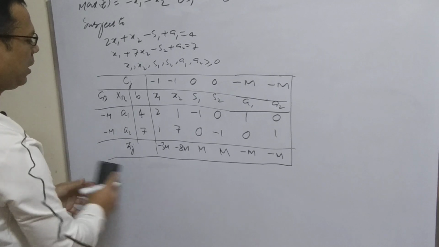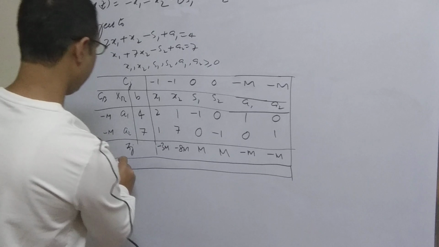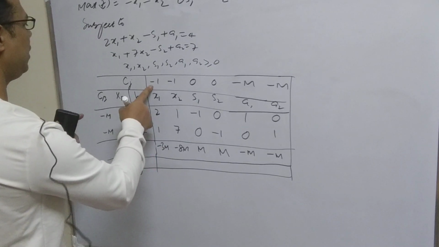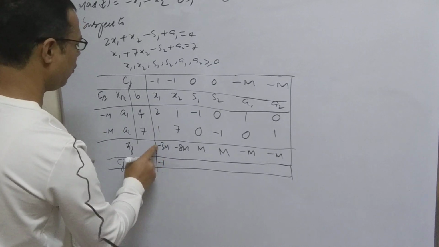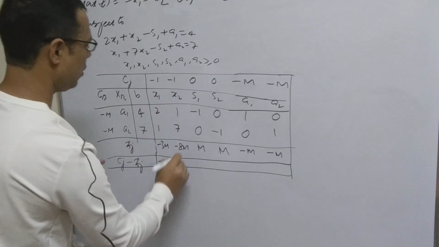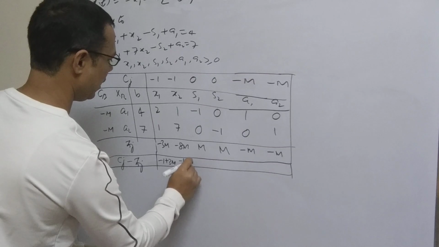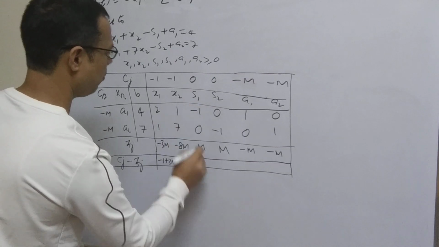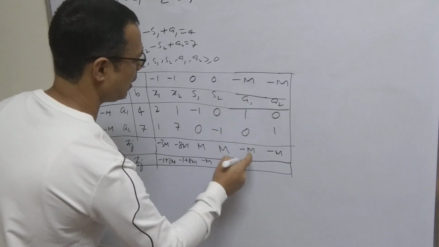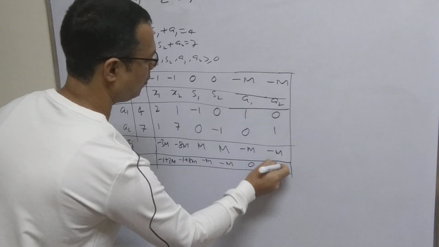Now the same procedure to go for the cj minus zj. To find the cj minus zj, cj value is minus 1, zj value is minus 3m. So minus minus plus 3m. cj value minus 1, zj value minus 8m. So minus 1 plus 8m. 0 minus m minus m. 0 minus m minus m minus m minus m. If you are going to subtract this one, so minus minus plus, it will give 0. This one also will give 0.